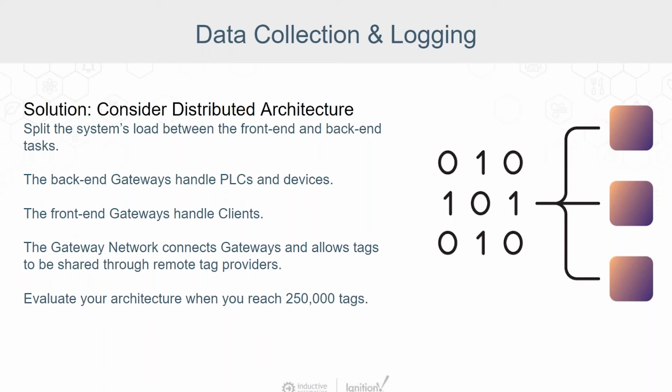Rather than overloading a single server, you can split the load between the front-end tasks and the back-end tasks. The back-end gateway handles back-end communications, dealing with all the PLC and device communications. The front-end gateway handles all of the clients, serving up data pulled from the back-end gateway. This is all made possible through the gateway network, connecting gateways to each other and allowing tags to be shared through remote tag providers. The right time to move to a scale-out architecture will be different for each system, but it's common to evaluate this architecture when you have about 250,000 tags.